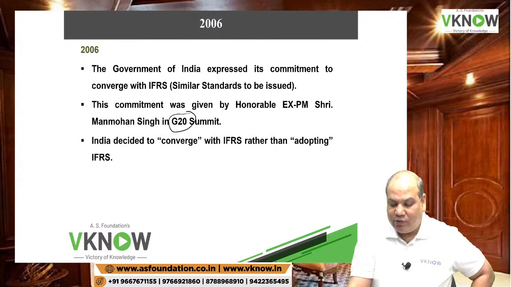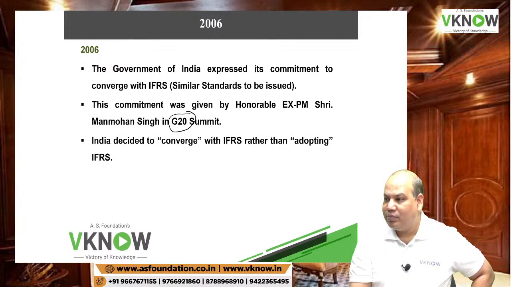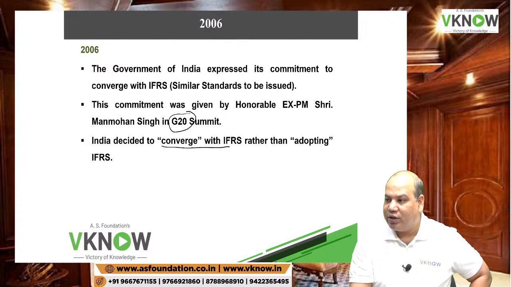It becomes very easy to compare if everybody follows the same standard. Otherwise, the Indian balance sheet was not comparable with European countries' balance sheets, and then they would not invest in India. So what has India decided in that G20 summit? That we will converge with IFRS rather than adopting IFRS.